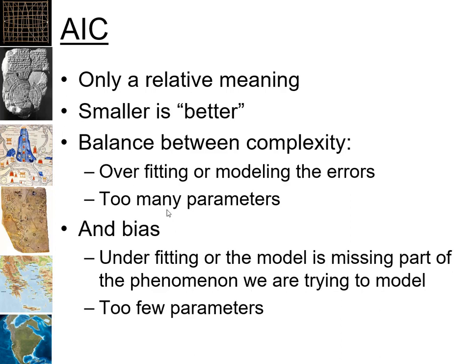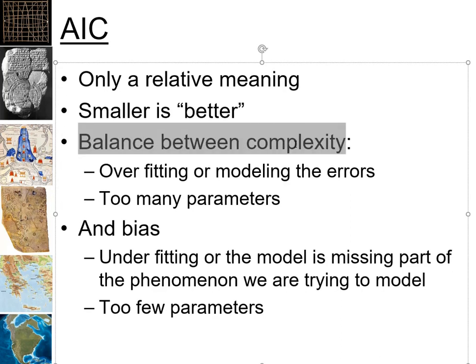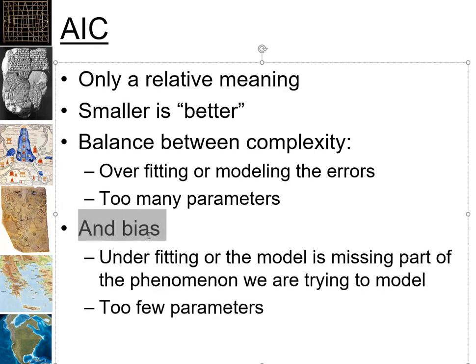So what AIC achieves is this balance between complexity and what they refer to as bias. I don't use that term in the same way all the time, so it's a different use of the term bias, but it's really about overfitting. So it's a balance between overfitting, or modeling the errors and residuals, and underfitting. We don't want to underfit because then our model is missing part of the phenomenon that we're trying to model. It's too simple.